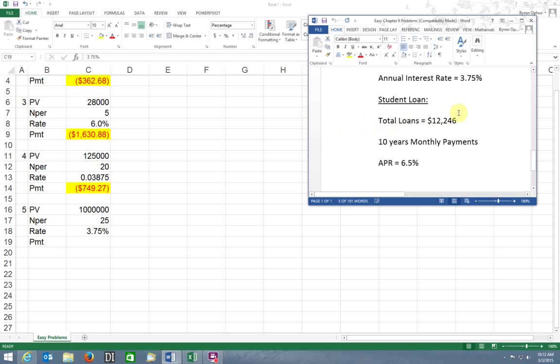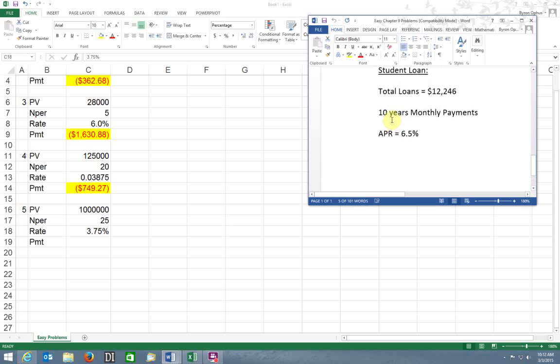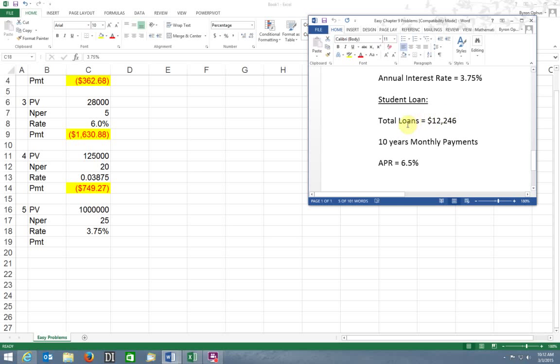And same thing here, student loan, just a little bit different. If you've got $12,246 and 10 years of monthly payments, and your APR, which means annual percentage rate, that tells you you're making monthly payments, but you've got an annual rate. You're going to have to convert your rate, right? 10 years, you can do that math in your head if you want to, 120 months, right? And your APR then is going to be that divided by 12 to get a monthly interest rate. Okay, so that'll kind of do it for the easy problem.